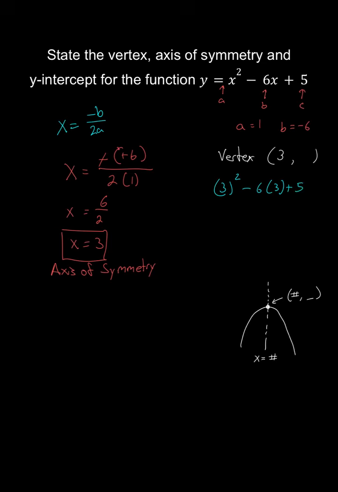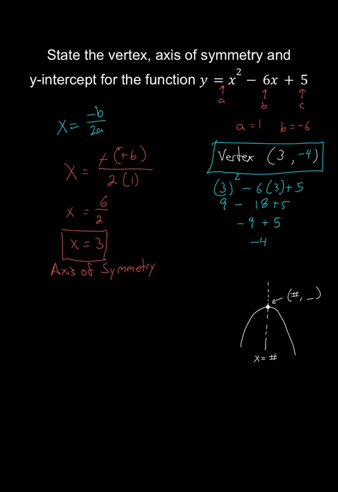and then simplifying this, giving me negative 4. So our y value for the vertex is negative 4. So the vertex is an ordered pair, 3, negative 4.